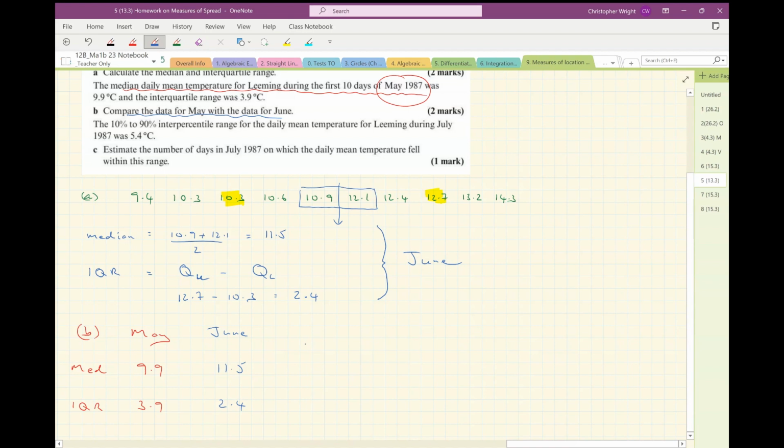So I'm going to say that on average, the temperature was higher in June than in May. That's interpreting the fact that the median is higher in June. So I'm going to say as the median in June was higher. So I'm going to explain how I reached that conclusion.